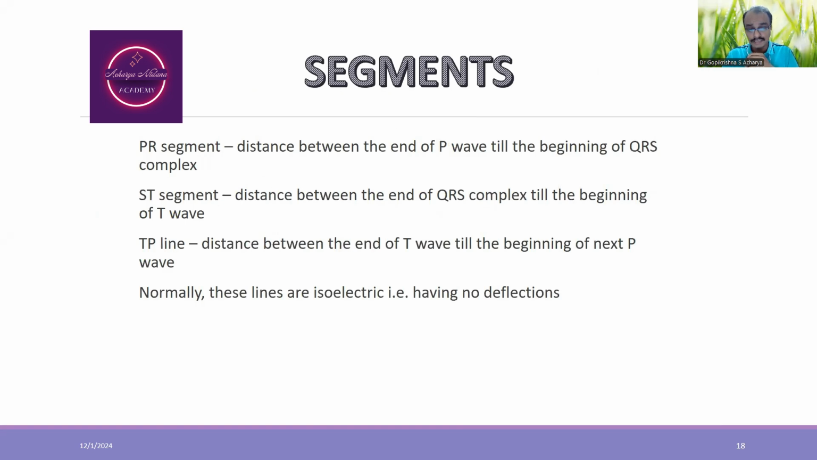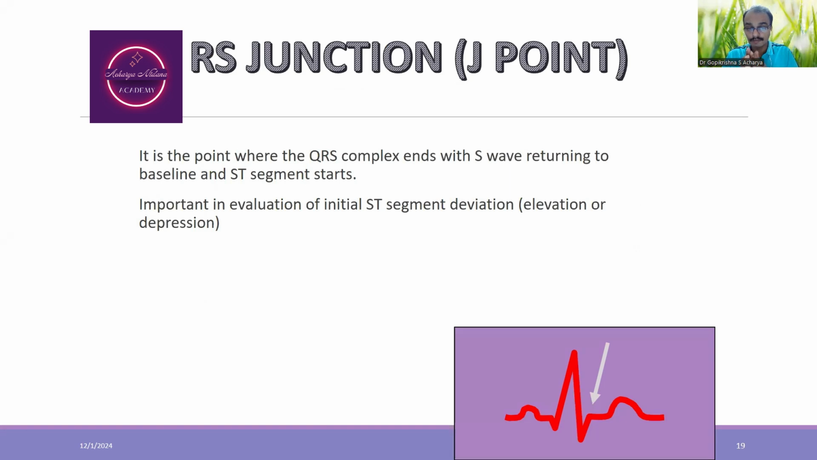As far as segments are concerned, the PR segment is nothing but the distance between the end of the P wave till the beginning of the QRS complex. Whereas the ST segment represents the distance between the end of the QRS complex till the beginning of the T wave. Whereas the TP segment represents the distance between the end of the T wave till the beginning of the next P wave. Normally, all these are considered to be isoelectric lines. Now we will be seeing this in the coming slide.